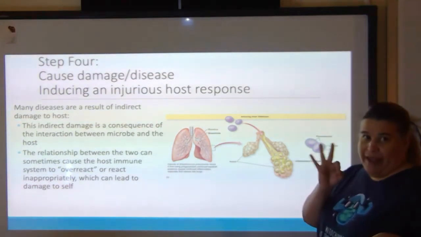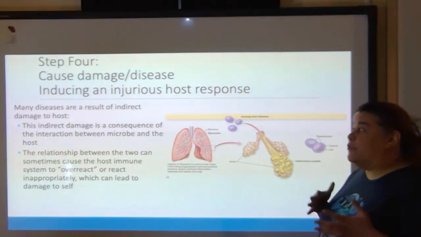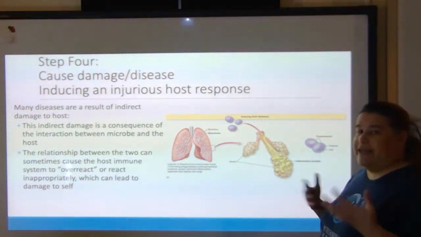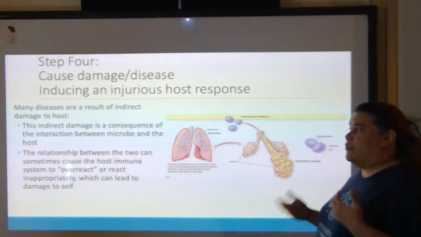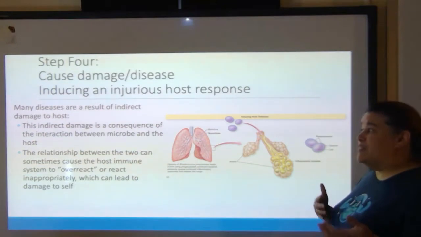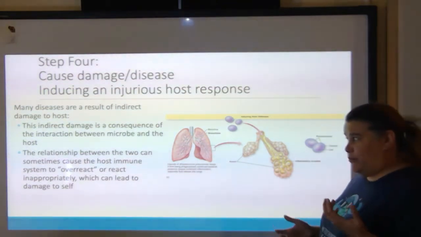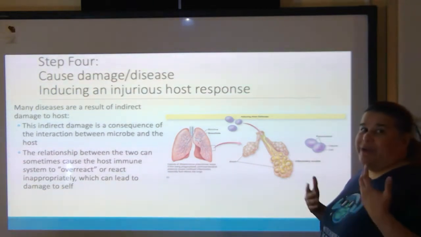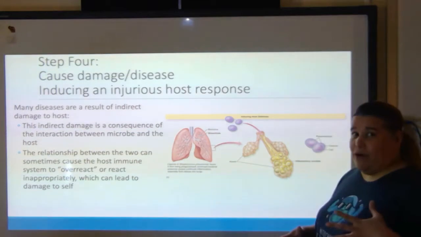When the damage is indirect, caused by your own immune system, this was the third way that we said could cause damage. Many diseases are literally the result of indirect damage to the host. Indirect damage is a consequence of the interaction between the microbe and the host. The relationship between the two can sometimes cause the host's immune system to completely overreact, or to even react inappropriately, which can lead to damage all by itself.